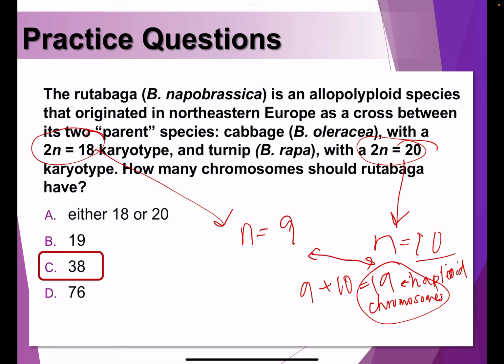So remember, in order for this to become a whole new species, mitotic or meiotic errors can happen. And somehow it duplicated those 19 into 38 chromosomes. So this is n equals 19. Now 2n is equal to 38. So now you have a new species with 38 chromosomes. If you're unclear about this, go back to my goat's beard example about allopolyploid species.